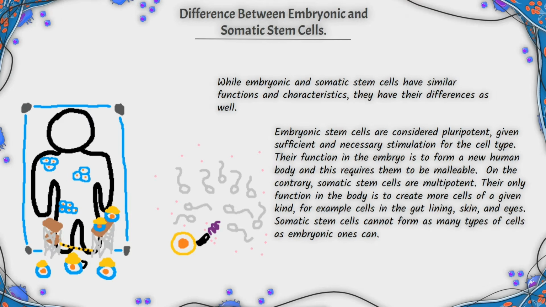On the contrary, somatic stem cells are multipotent. Their only function in the body is to create more cells of a given kind. For example, cells in the gut lining, skin, and eyes. Somatic stem cells cannot form as many types of cells as embryonic ones can.